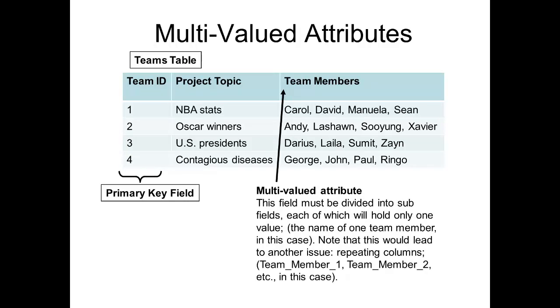Multi-valued attributes are attributes that hold more than one instance of a type of value in a single record. For example, in this table, the team members field is a multi-valued attribute since it holds multiple name instances per record or per row, and it must be divided into subfields, each of which will hold only one value or one name. Note that this would lead to another issue, repeating columns.